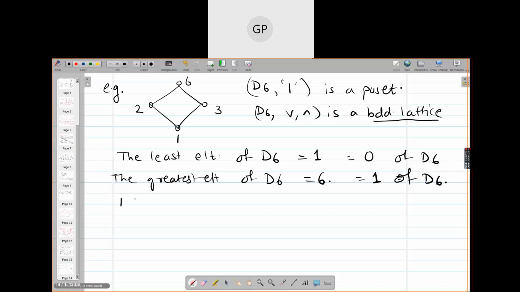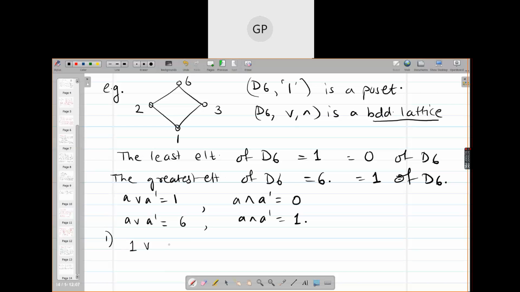What is our definition? a join a dash is 1 and a meet a dash is 0. Here, we need elements such that a join a dash is 6 and a meet a dash is 1 in D6. So first I take a as 1. I have to find the complement of 1. For 1, which element of D6 has a join of 6 with it and a meet of 1?